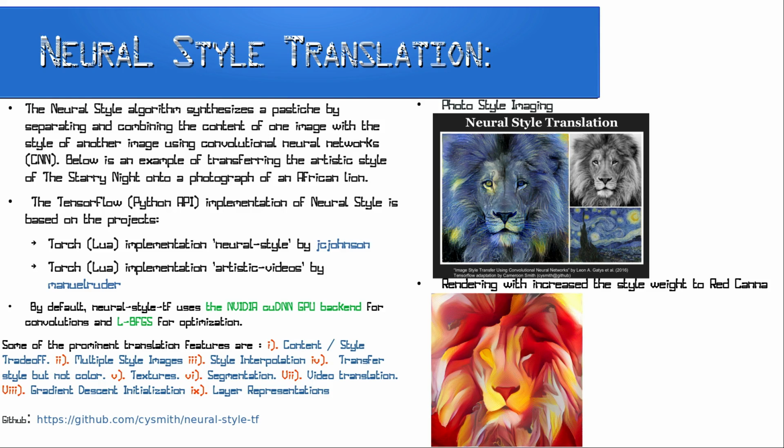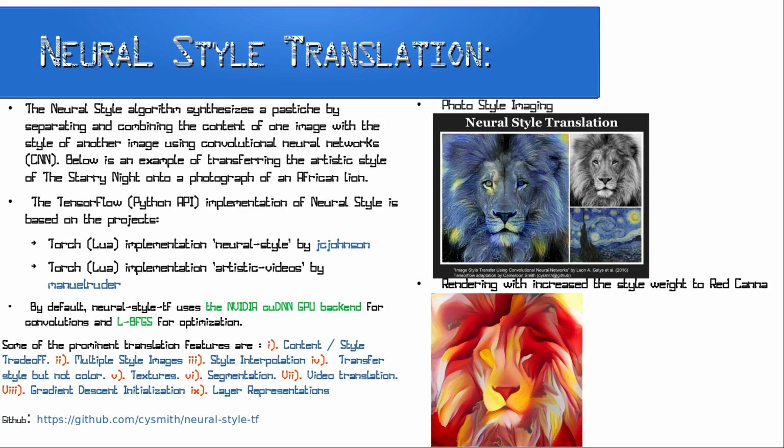Number 3, style interpolation, that is, when using multiple style images, the degree of blending between the images can be controlled. Number 4, transfer style but not color. That means the color scheme of the original image can be preserved by including the flag -original_colors in the translation command.